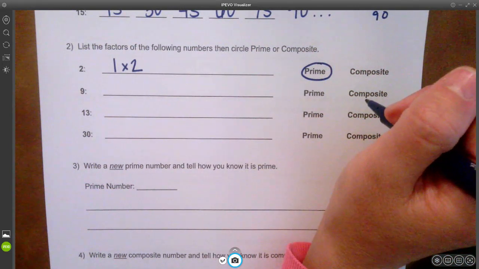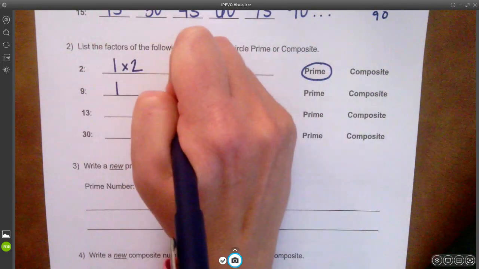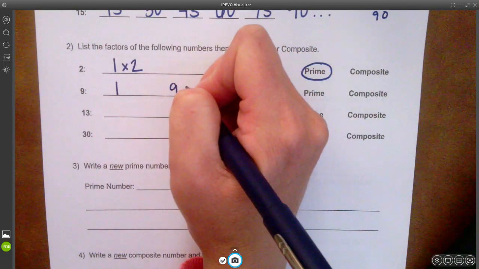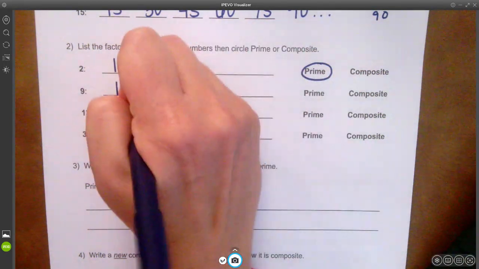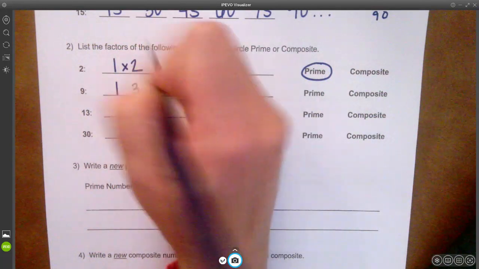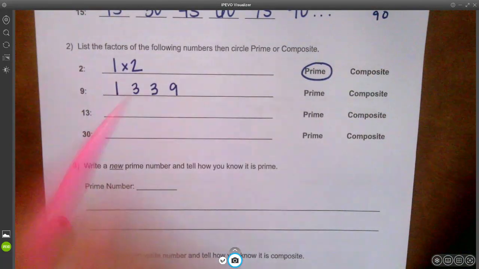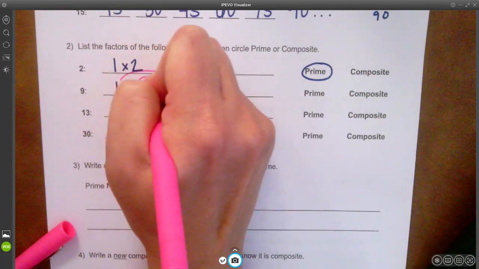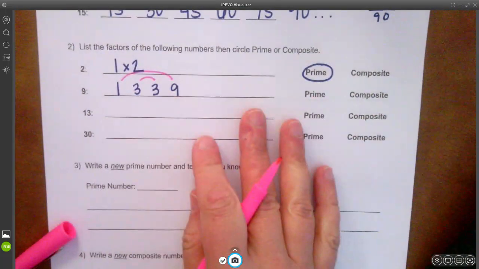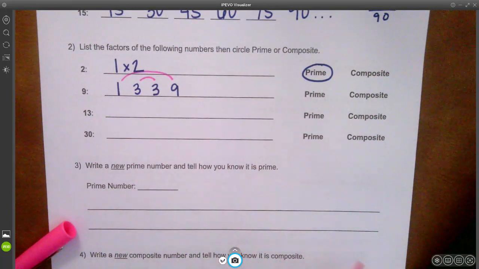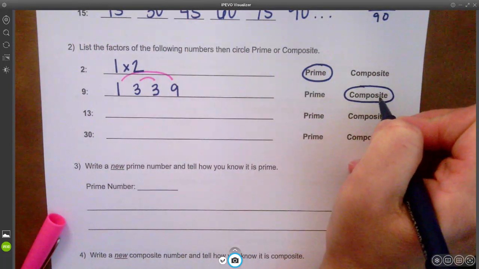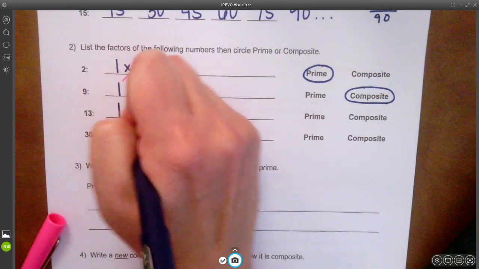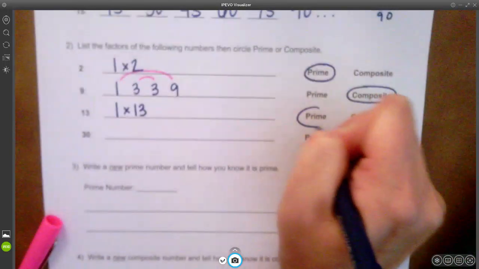All right, think of factors of 9. So think, what times what equals 9? Does 1 work? Duh, 1 always works. 2 will not work because 9 is an odd number, but 3 will work. 3 and 3. So you can write them with multiplication symbols. You also, if you like to make things look more like a factor rainbow, however you list them is fine, as long as all of the factors are there. If it was only 1 times 9, it would be prime, but because there's also 3 and 3, that makes 9 a composite number.